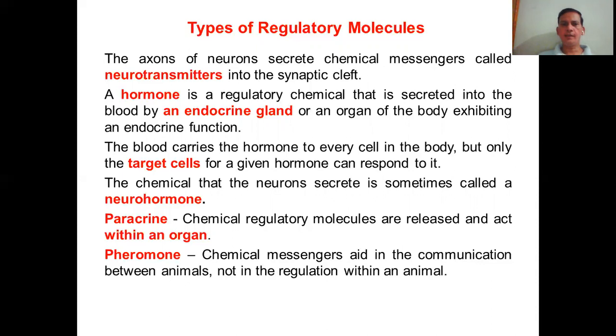We can have another thing which is called the paracrine. These are chemical regulatory molecules that are released and act within an organ. These chemicals are not transported via the circulatory system or via the blood to other target sites. They are released by the organ itself and they function on the organ itself.